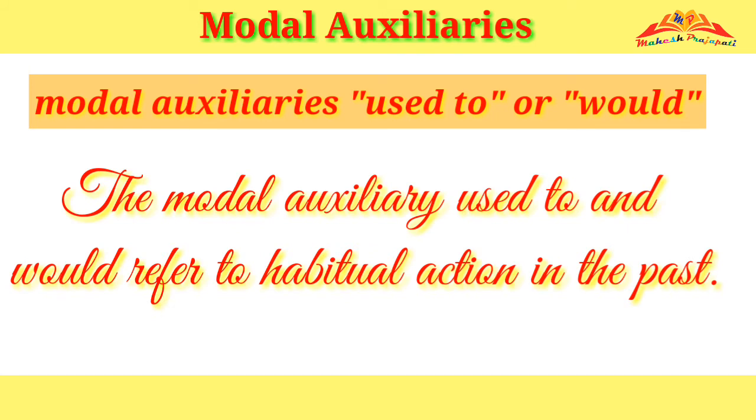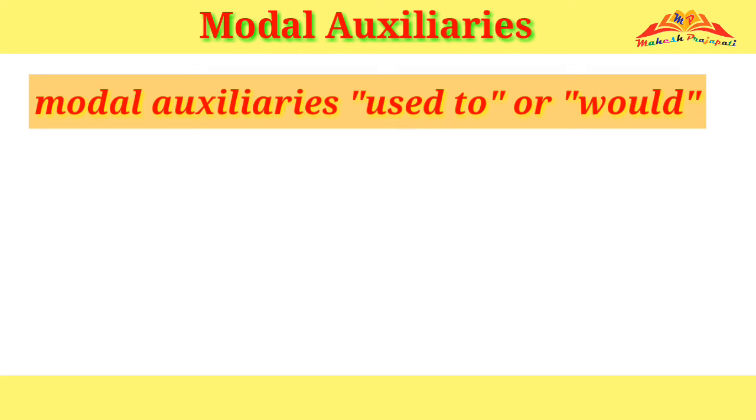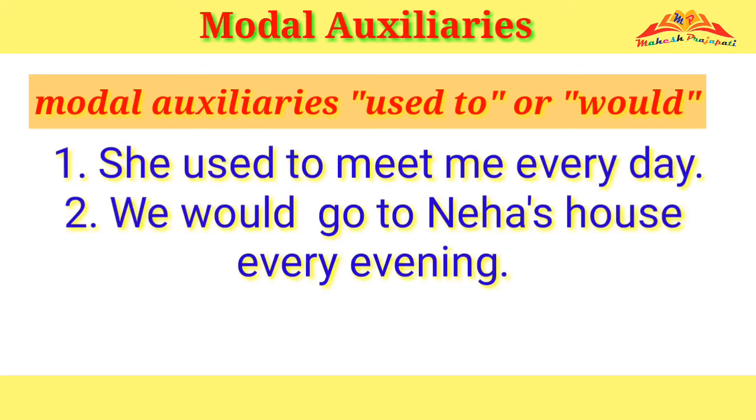Modal auxiliaries used to or would. The modal auxiliaries used to and would refer to habitual action in the past. Let's see some examples. She used to meet me every day. We would go to Neha's house every evening. These are examples of habitual actions in the past.